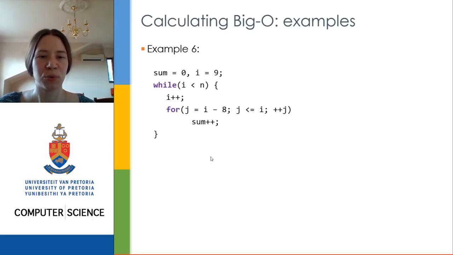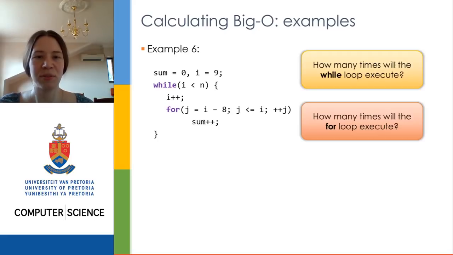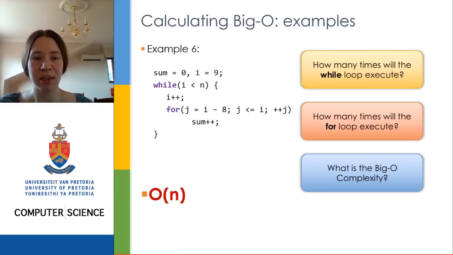What about this for loop? Oh, actually, look at this. It's the same trick. We go from I minus 8 all the way up to I, so it will execute exactly, well, 9 times in this case, right? So even though the while loop is dependent on n, because the second loop is not actually dependent on n, the complexity is going to be linear.